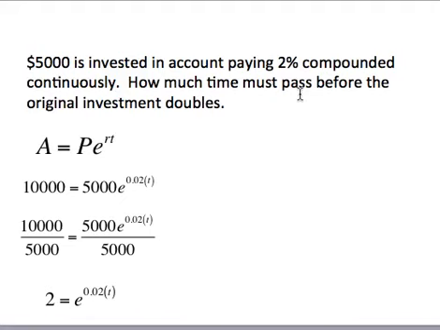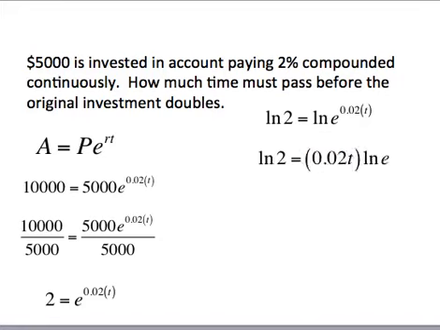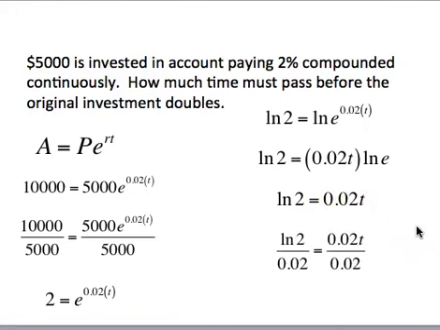To solve for t, we're going to have to take the natural logarithm of both sides. So natural log 2 equals natural log e to the 0.02t. 0.02t can come down in front, so natural log 2 is 0.02t times the natural log of e. Natural log of e is 1. So we get natural log 2 is 0.02t, divide by 0.02, and we get t is natural log 2 divided by 0.02, which is the best you could do without a calculator. With a calculator, you can get approximately 34.7 years is how long it would take for the original investment to double in that case.